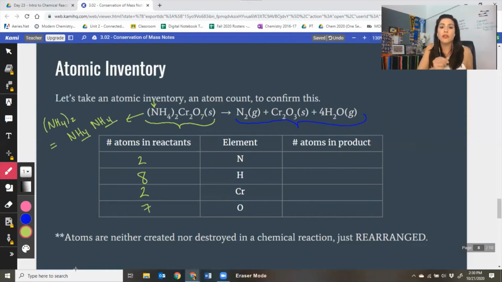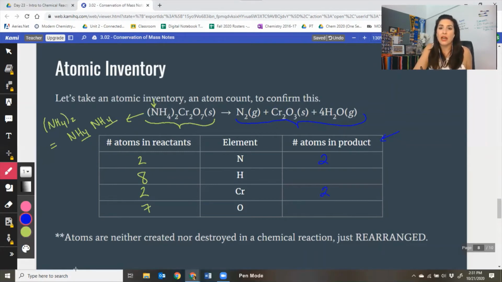So for the law of conservation of mass to be true, I expect that I should have the same number of atoms of each type of atom here in this column as well. So let's double check. Nitrogen. I see that I've created a gas of nitrogen that has 2 atoms of nitrogen in the molecule for a total of 2. Moving just across here, I have chromium with a 2 subscript, so that means 2 atoms of chromium. So far, so good.